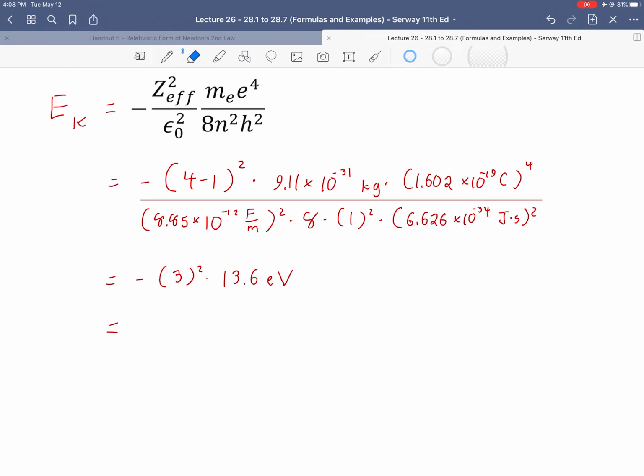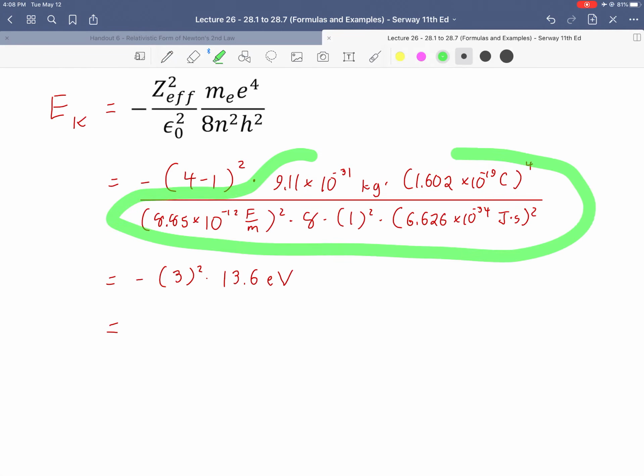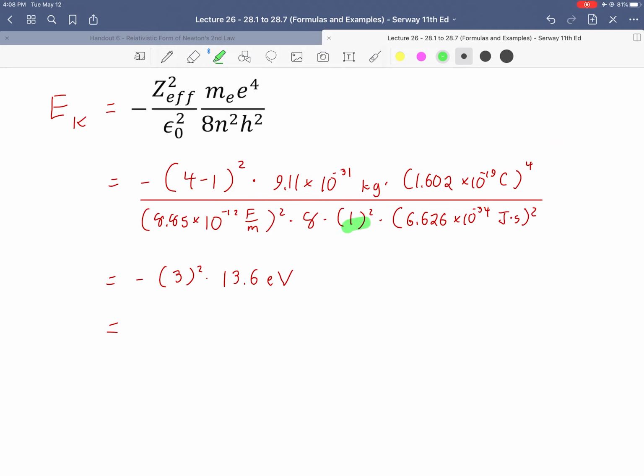Okay, and you might be like, why did I bother to even write all this if I was just going to say that it's electron volts? Well, I just wanted to kind of go over the values, right? But that is 13.6 electron volts because it specifically is n of 1. Okay, and so that gives us the total energy of this electron is negative 122 electron volts.